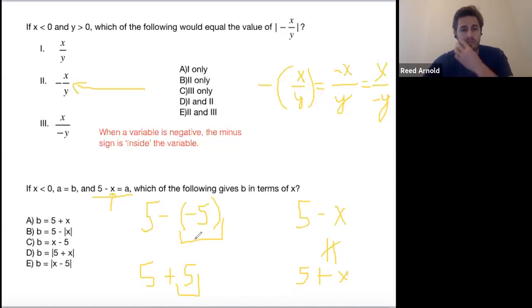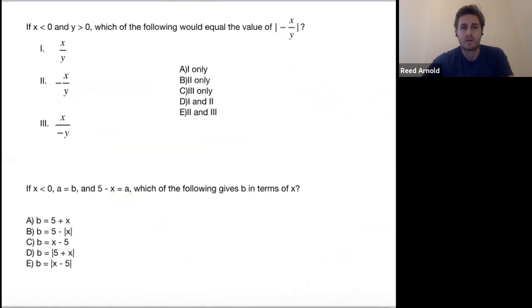Okay. So yes, I can turn 5 minus -5 into 5 plus 5, that's true, but that 5 is not the same thing as this -5. But x is the same thing as x. So I can't just turn the negative x into plus x because x is negative. That's not how it works. The negative sign is still lurking within that variable. Okay. The answer choice here is E.